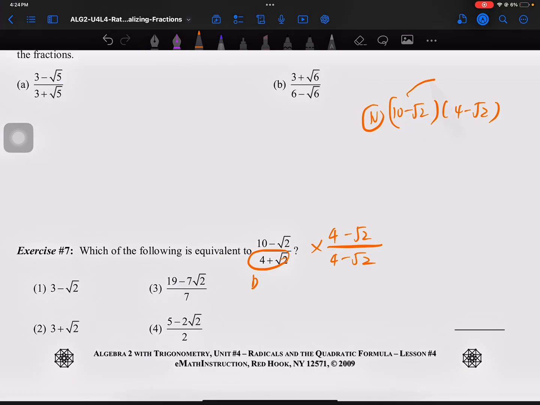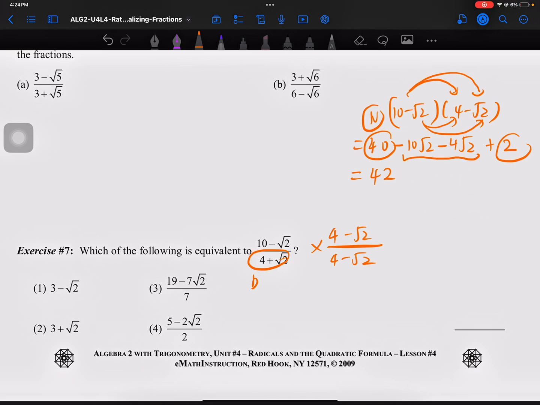So 10 multiplied by 4 is 40. This one multiplied by this one becomes minus 10√2. This one multiplied by this becomes minus 4√2. And this times this becomes plus 2. Then we add the whole numbers, it becomes 42. Minus 10√2 minus 4√2, they are like terms, so we can add them, it becomes minus 14√2. So this will be your numerator.